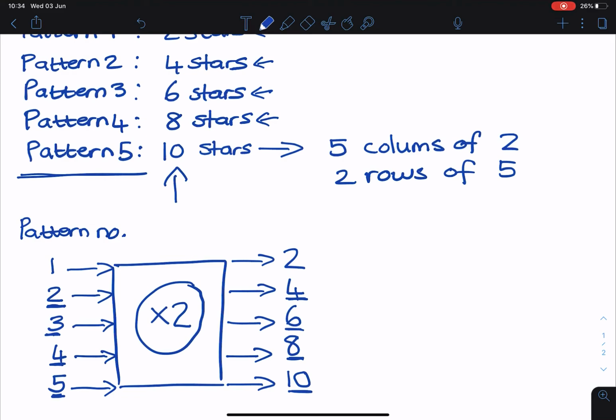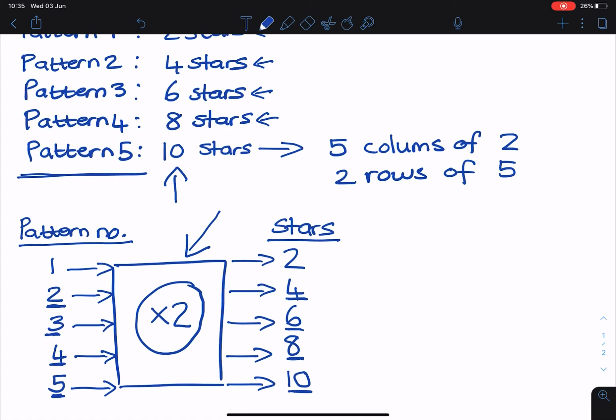So there we have a flow diagram with the pattern number on the left and the number of stars on the right. And inside our flow diagram, we have the rule, the thing that we did to each pattern number in order to get the answer.